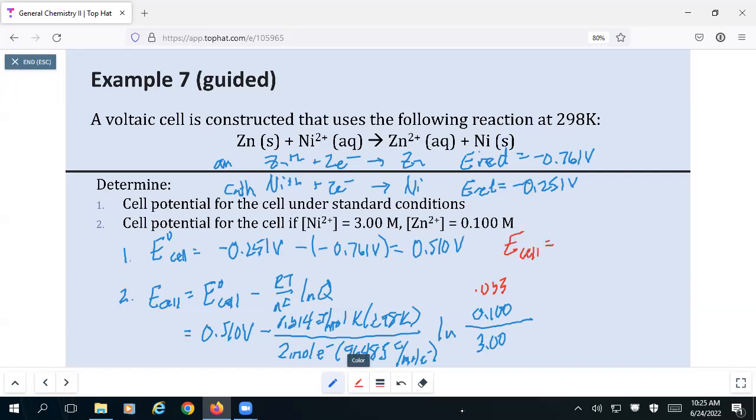What we get is that the non-standard E cell is equal to 0.510 minus a negative 0.0437 volts. So in total, 0.554 volts.